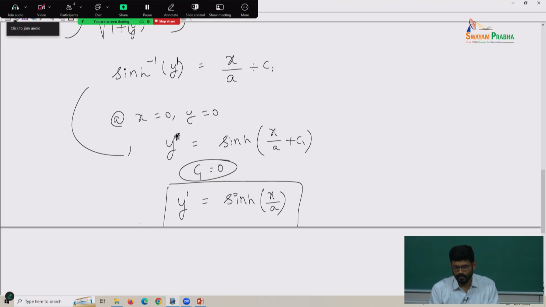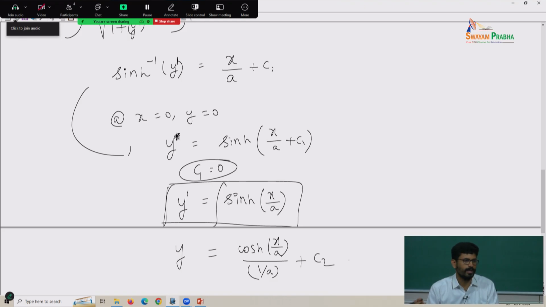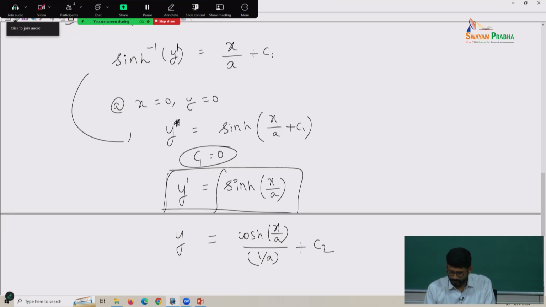Okay, but then I am not interested in y dash, I am interested in the expression for y. For each value of x, what will be the value of y? So again we have to integrate. If you integrate, you will end up getting y on the left side, and on the right side the integral of sine hyperbolic, cos hyperbolic x by a, times 1 by a, plus some constant again, let us have c2. So now this is the expression I am looking for.